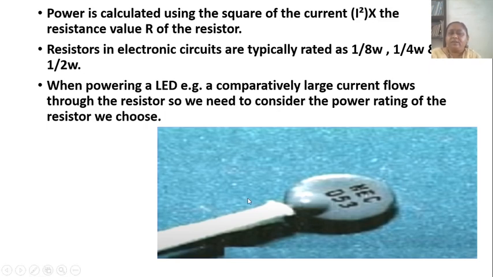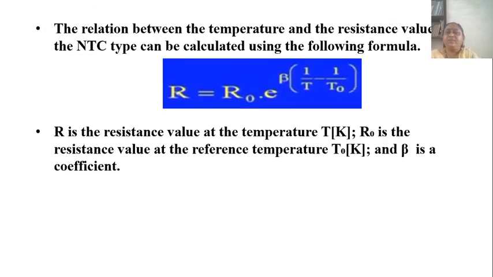See in the figure, that is a thermistor. The relation between the temperature and the resistance value of the NTC type can be calculated using the formula R equals R0 times e raised to beta times (1 upon T minus 1 upon T0). Here R is the resistance value at the temperature T, and R0 is the resistance value at the reference temperature T0 in kelvin, and beta is a coefficient.